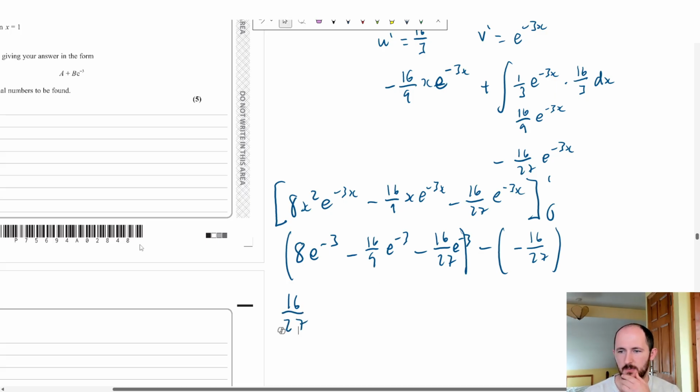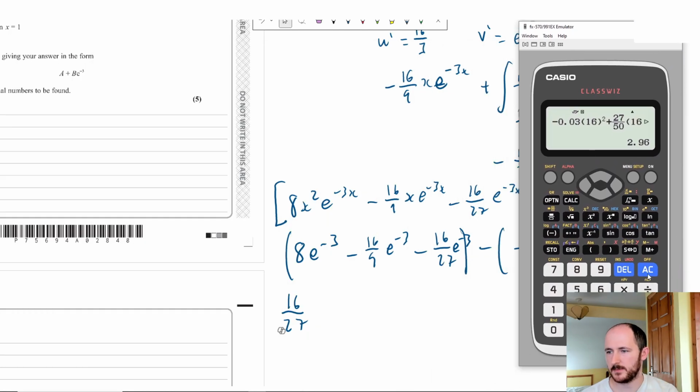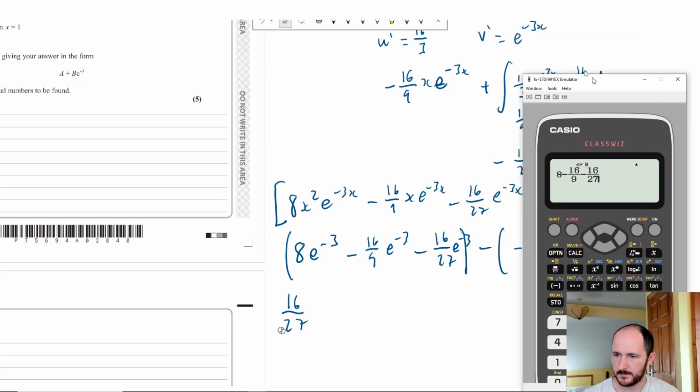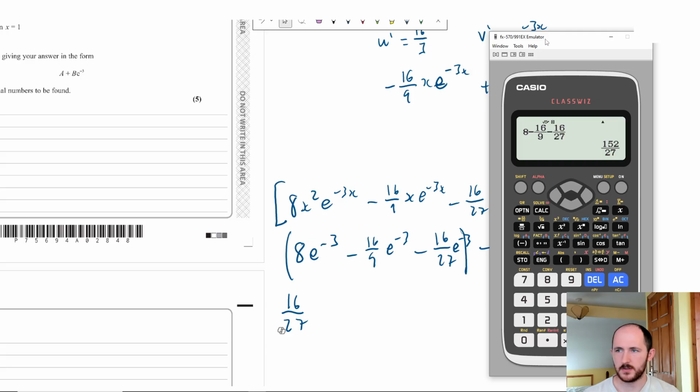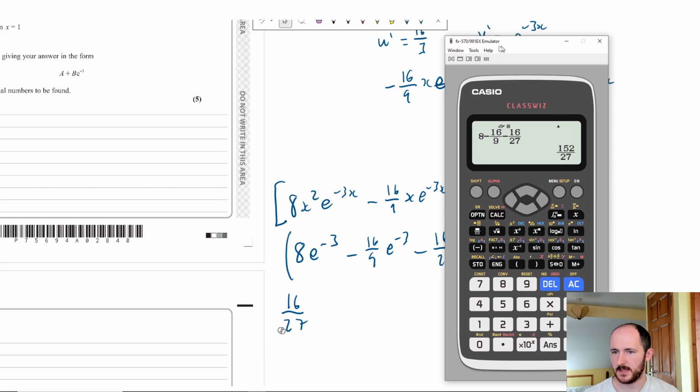And then we just need to add all these up, but you know what? I'm not doing GCSE anymore, okay? I'm going to use a calculator. I'm just going to add everything in front of the e to the minus 3. So we get 8 minus 16 over 9 minus 16 over 27. And that should be it? Yes. 152 over 27 e to the minus 3.